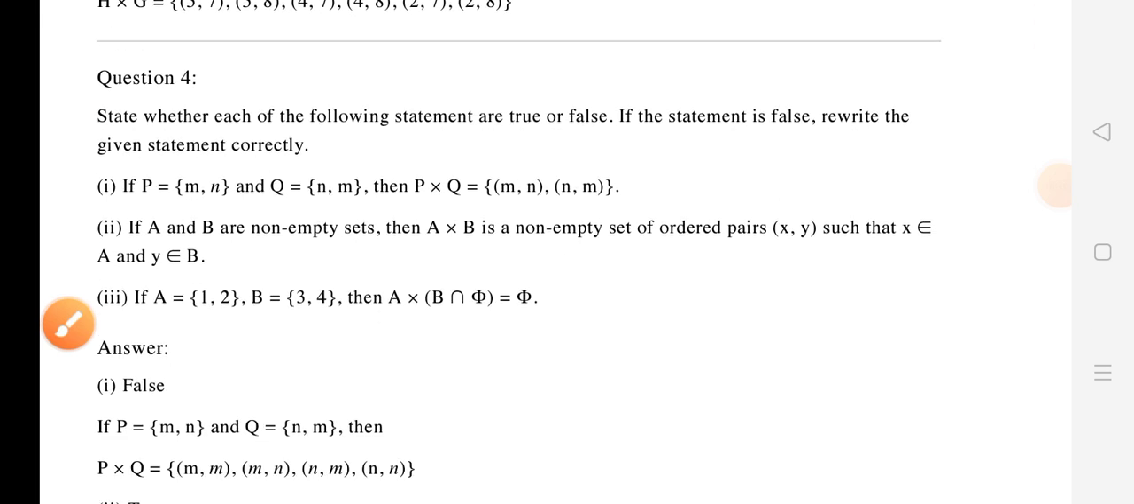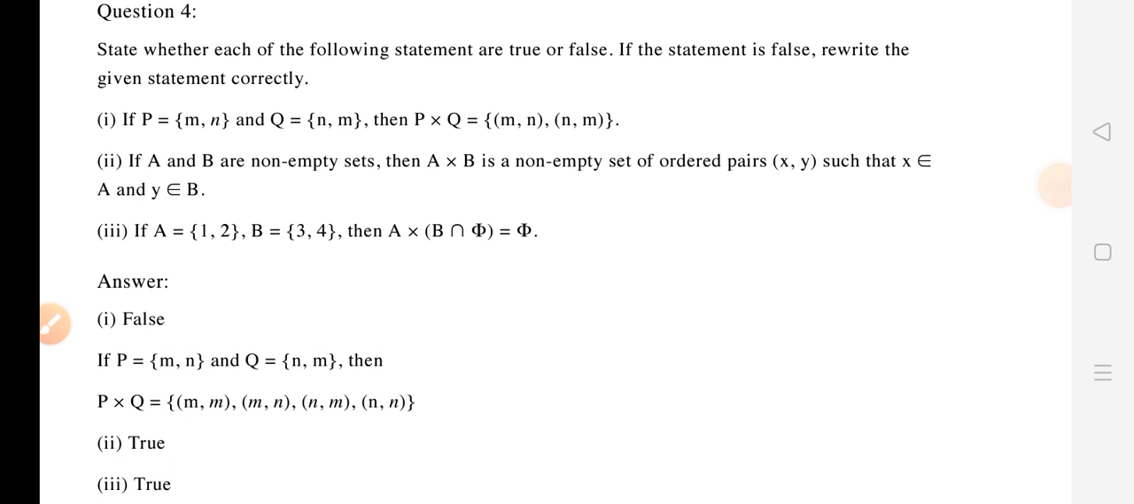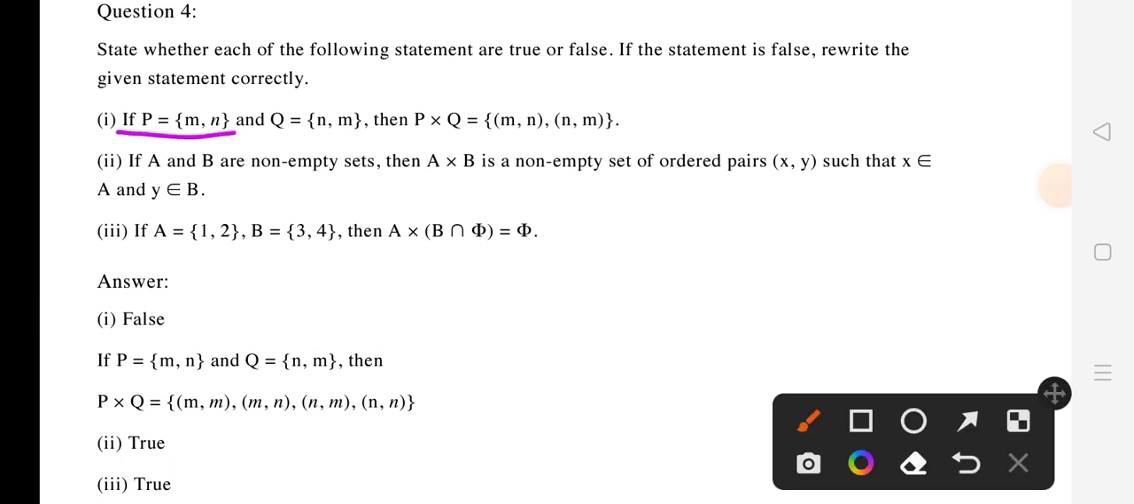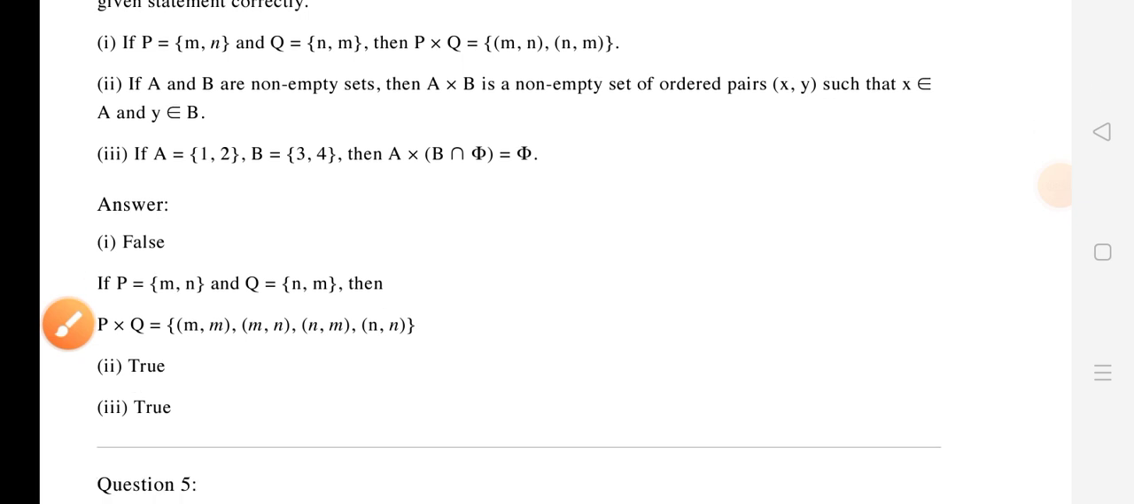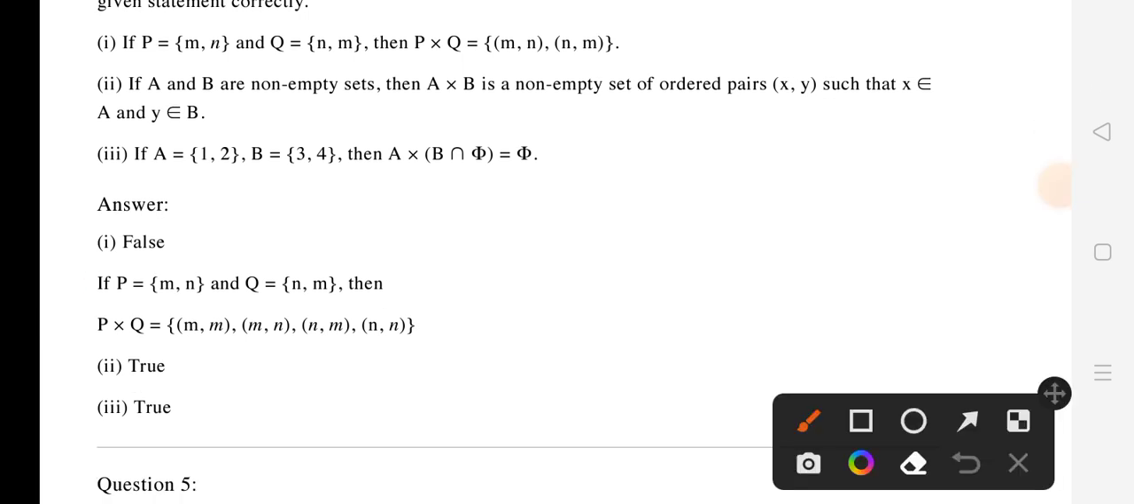Next question is, state whether each of the following statements is true or false. If the statement is false, rewrite the statement correctly. If P equals {m, n} and Q equals {n, m}, then P cross Q is {m, n}, {n, m}. Is this true or false? So absolutely false. If P equals {m, n} and Q equals {n, m}, then P cross Q is (m, m), (m, n), (n, m) and (n, n). That is why it is a wrong statement.